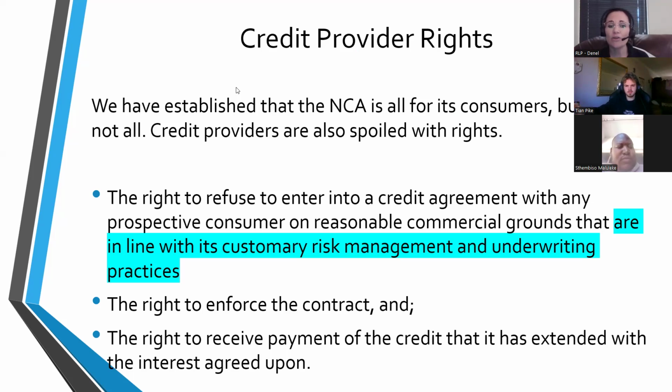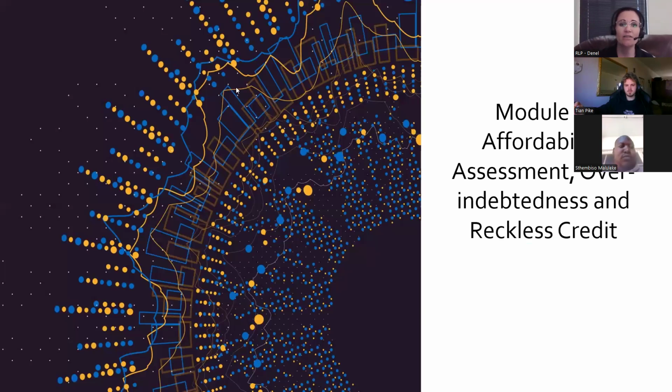They do have the right to enforce a contract, and they also have the right to receive payment for the credit that they have extended to the consumer, along with the interest that the credit provider and the consumer agreed upon. Okay, so that's the summary of the rights that the credit provider has. Do you see why I mentioned that chapter just flies by? Okay, so last 2 chapters, guys, and then we're done.